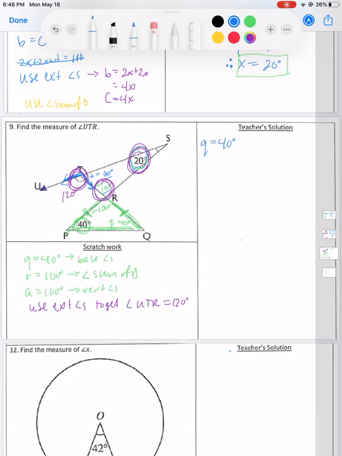Now, if you use letters in the teacher solution, you better have them described or labeled in your figure so I can follow them as I grade. Q is equal to 40 from base angles of isosceles triangle. And then I did 40 degrees plus 40 degrees. So that's this. And R is going to be 180. And that's from angle sum of triangle.